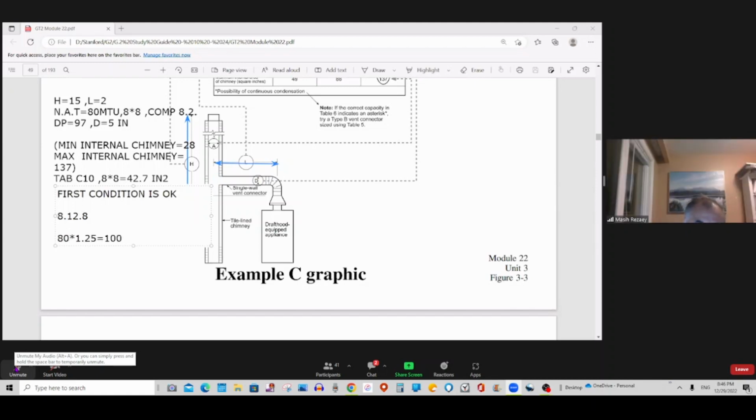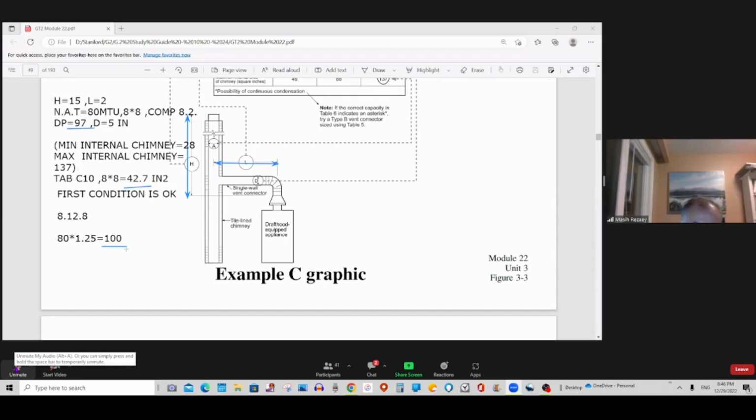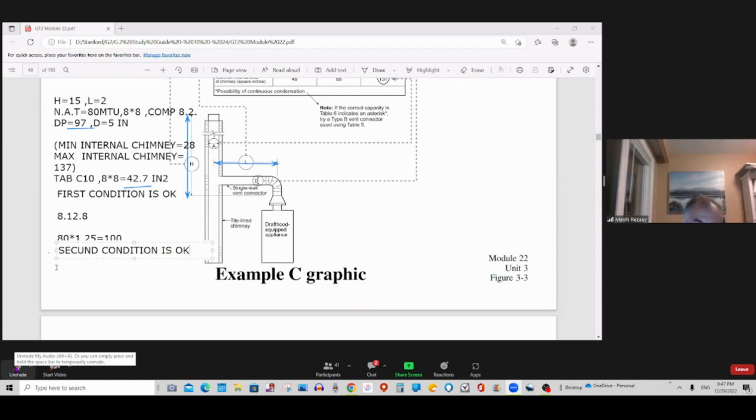So the second condition, do you remember I told you to write it down? Here, 97. 97 is less than 100, so it is met too. So the second condition is okay too. So this one is passed. Both conditions are met, so this one is permissible.